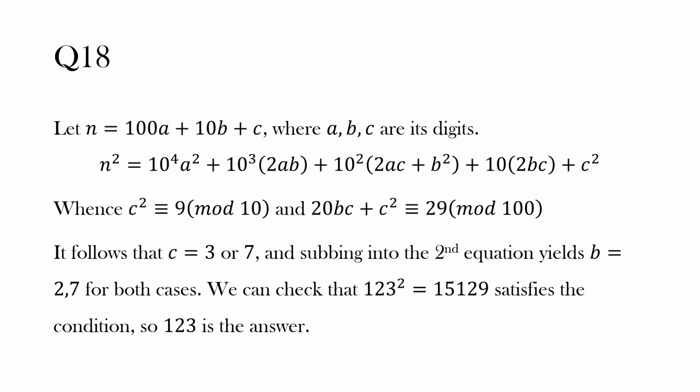So basically this is just a big case bash. And after you do all that, you will check that 123 is the smallest integer that satisfies c is 3 or 7 and b is 2 or 7. So you can just double check to be safe. You check that 123 squared satisfies the condition. So 123 is the answer.